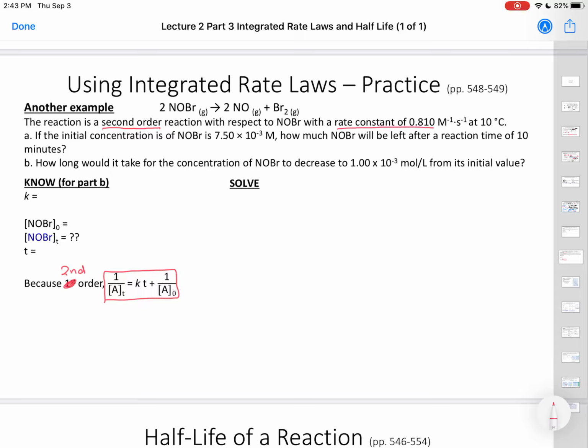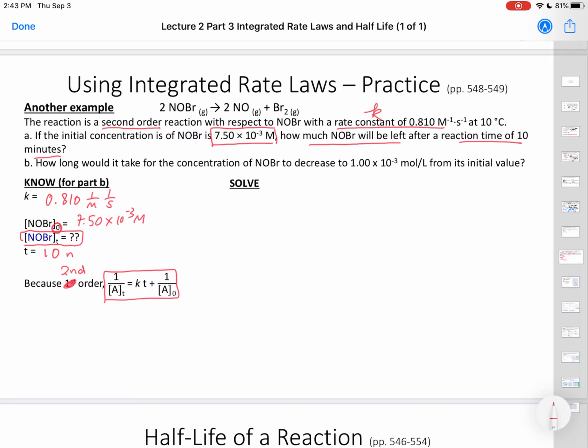So it says that the rate constant is this. Rate constant is K, right? So the rate constant is 0.810, 1 over M, 1 over S. The initial concentration is this. The initial concentration is 7.5 times 10 to the minus 3. That is this thing here, right? Remember we said if it has a little subscript 0, it's the initial. And they would like to know how much NOBr is left after the reaction time of 10 minutes. So they want to know what this is at time t.